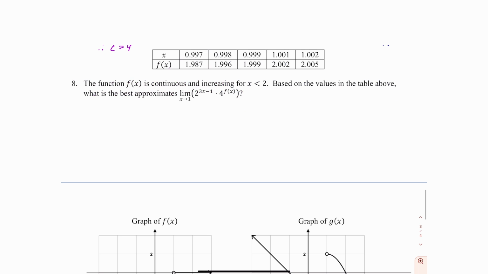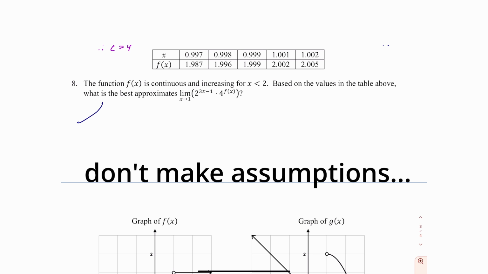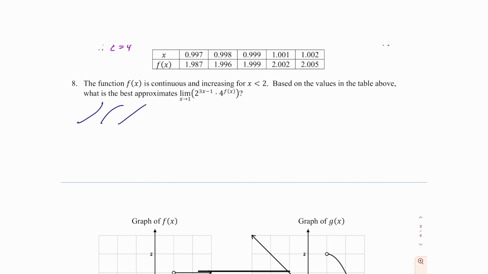Nice. All right, the function f is continuous and increasing, so I don't know, like that, or like this, or like this. We don't really know the concavity. Based on the values in the table above, what best approximates the limit as x approaches 1 of 2 to the 3x minus 1? So there's nothing going on there. I could just sub in 1 and get 2 to the 2. I could get 4.